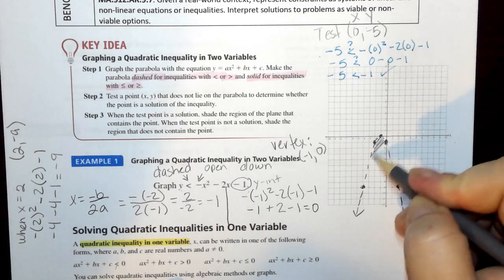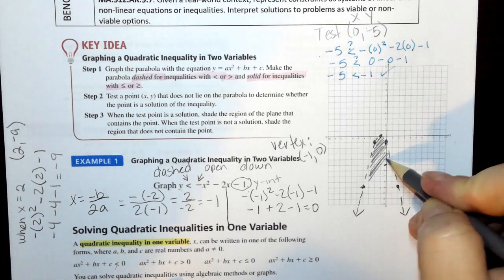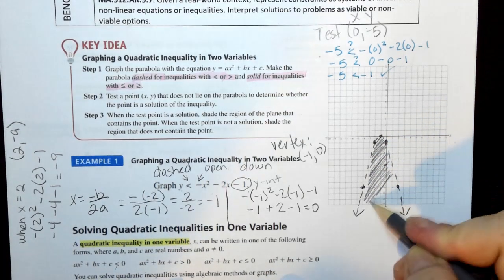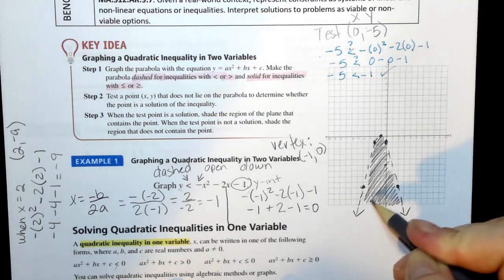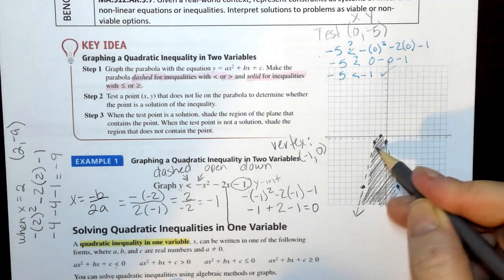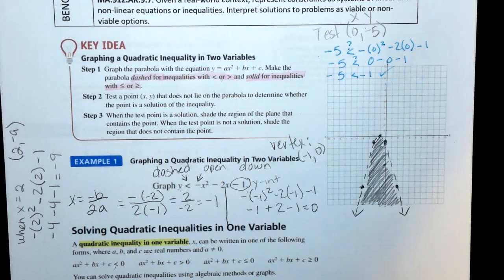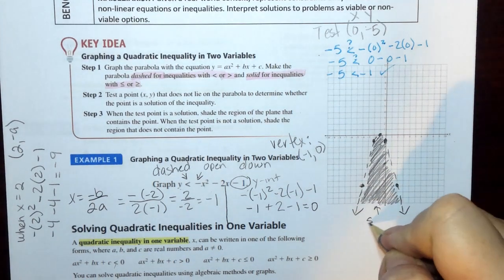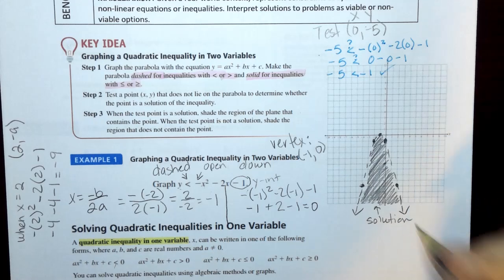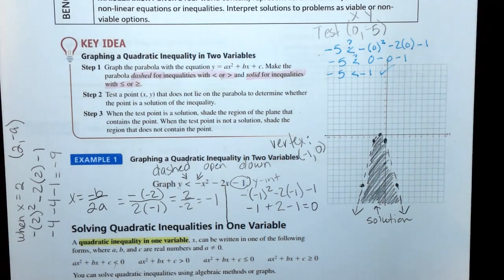So this whole section is possibilities. Any point we pick in this section here that we've shaded is a solution. All right, so this is our solution. Any points on here make a true statement.